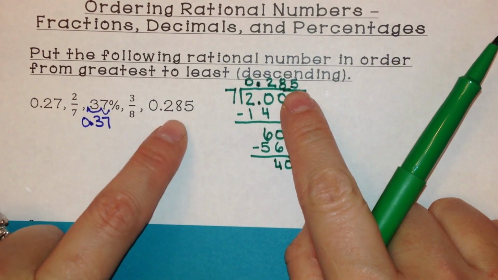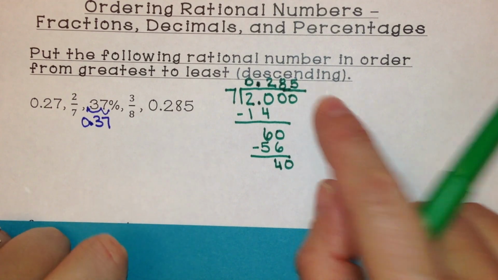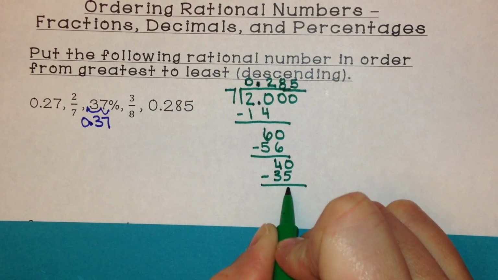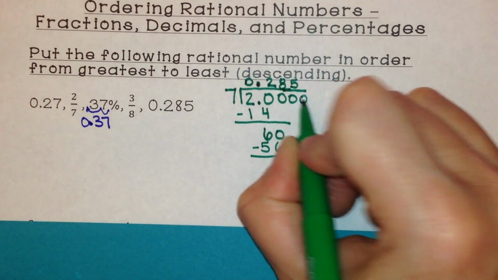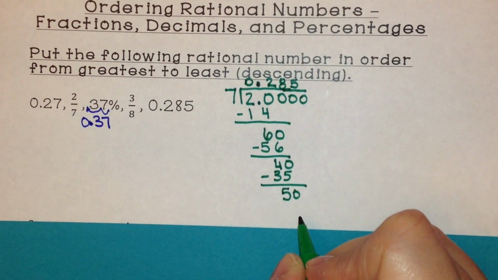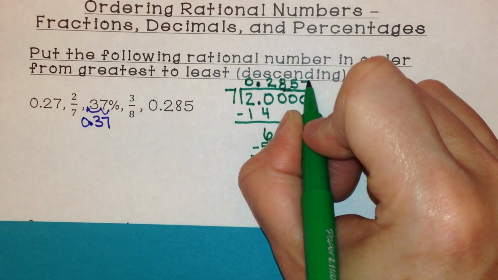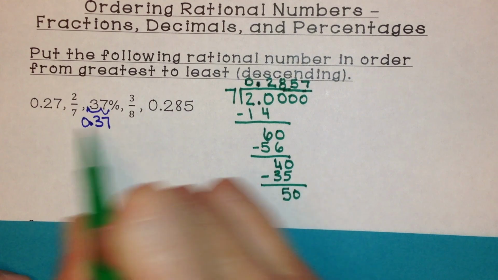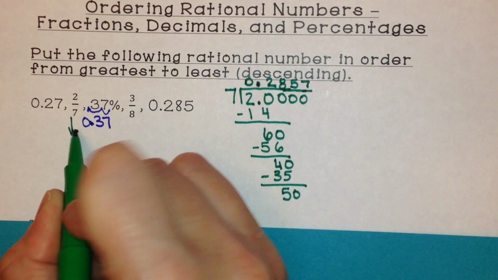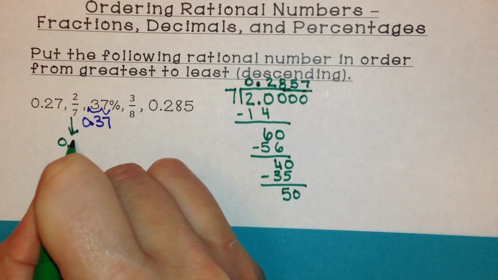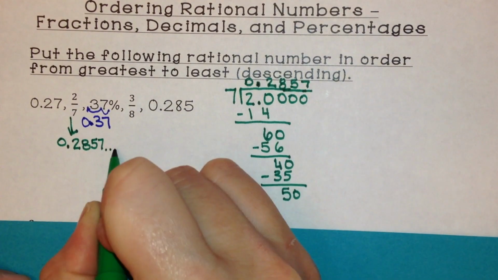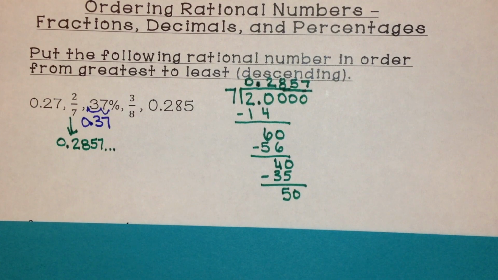All right, because currently those are exactly the same, I need to keep going out. All right, so 7 times 5 is 35. I'm going to subtract. I get 5. Add another 0, bring it down. All right, 7 going into 50 is 7 times. Okay, I can stop here. I know that I could keep going, but I'm going to stop here because I can now compare it to the other decimals. So I know that this one is 0.2857, and it does keep going. All right, now I have one more to deal with.